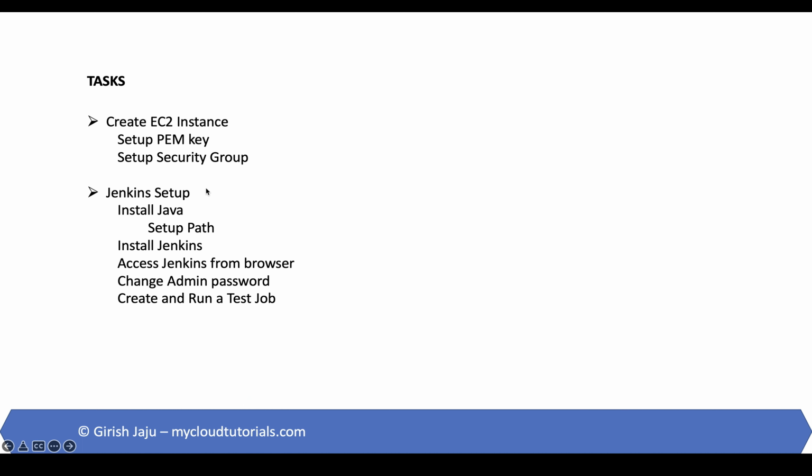We will be creating an EC2 instance, setting up a PEM key so that we could SSH into the instance, and setting up the security group, especially opening up port 8080 because Jenkins runs on port 8080. On the Jenkins setup side, we will first install Java, set up the path, then we will install Jenkins, try to access Jenkins from the browser, change the admin password, and to conclude, we'll just create and run a test job. Let's begin.